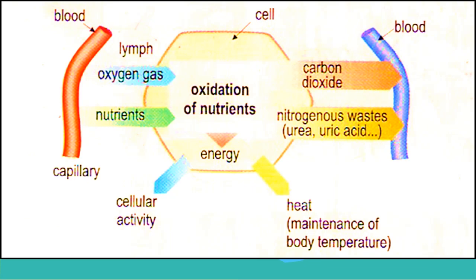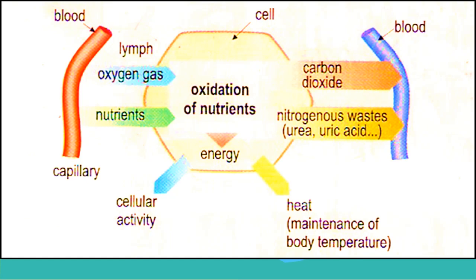As we see in the scheme, oxygen and the nutrients such as glucose are both carried by blood to the cell via the lymph. They enter the cell where it is broken down to liberate energy and three other products that are carbon dioxide, water, and nitrogenous wastes.